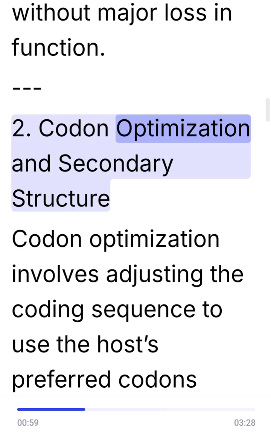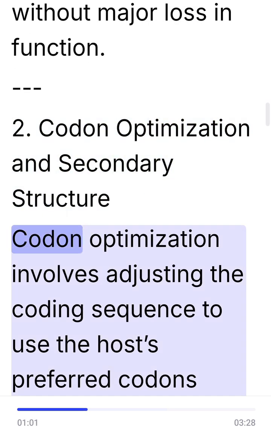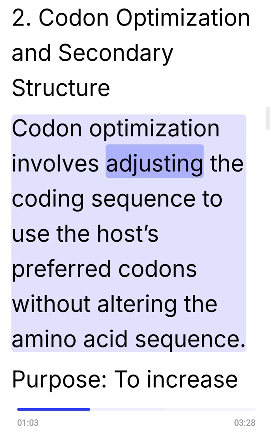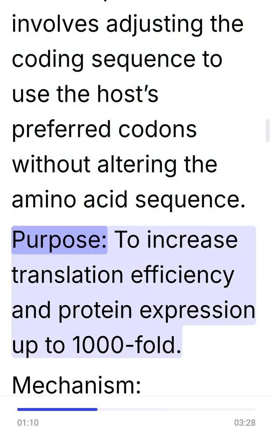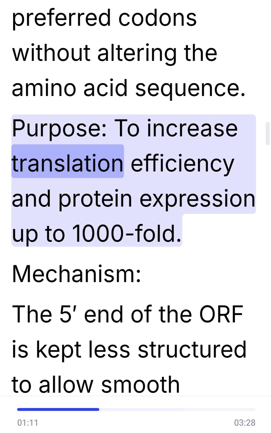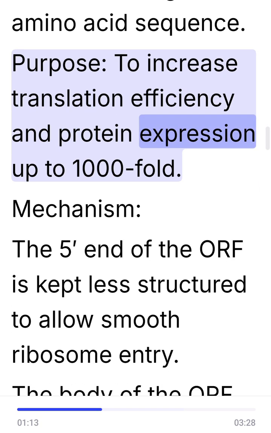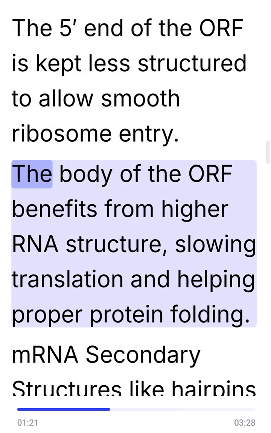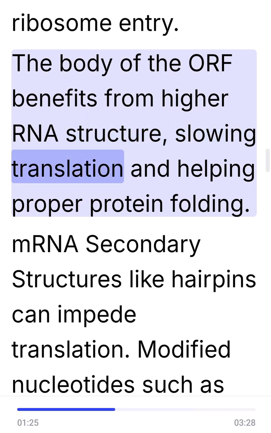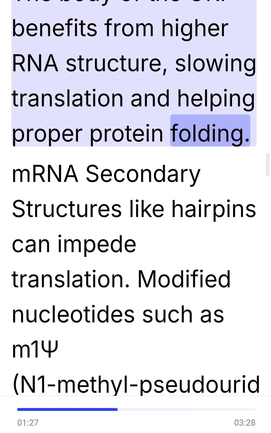2. Codon optimization and secondary structure. Codon optimization involves adjusting the coding sequence to use the host's preferred codons without altering the amino acid sequence. Purpose: to increase translation efficiency and protein expression up to 1,000-fold. Mechanism: the 5' end of the ORF is kept less structured to allow smooth ribosome entry. The body of the ORF benefits from higher RNA structure, slowing translation and helping proper protein folding.